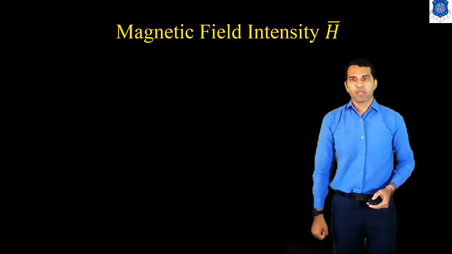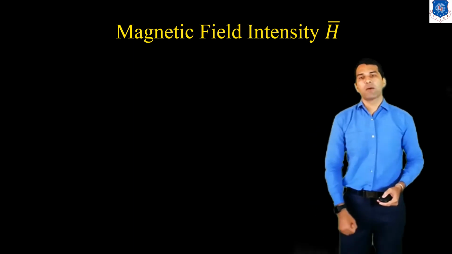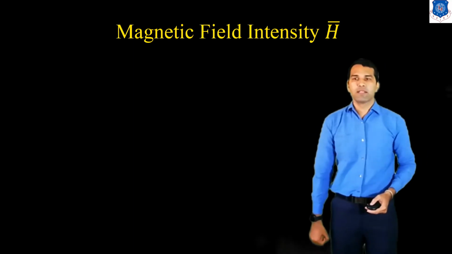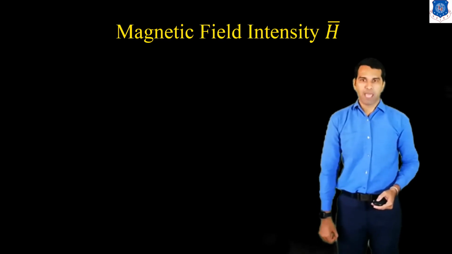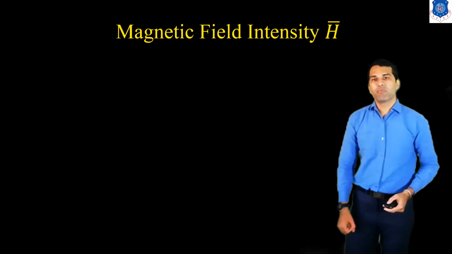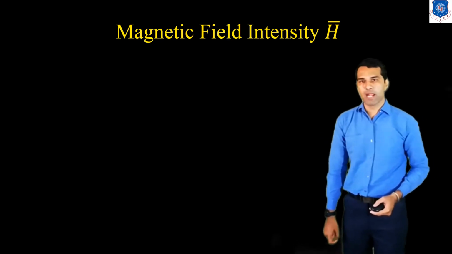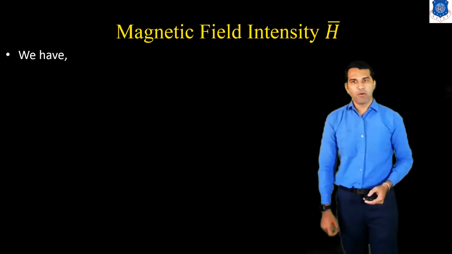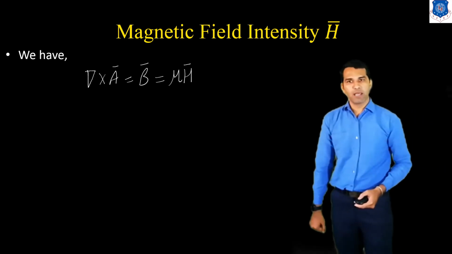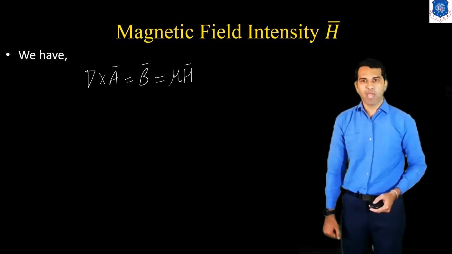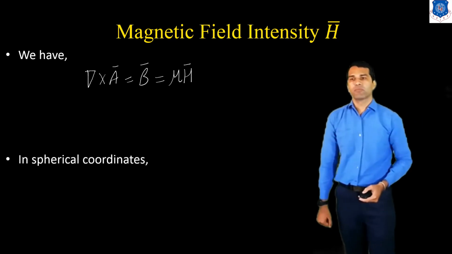So we continue that. Now to analyze the half wave dipole, the second step is to find the magnetic field intensity, that means H. So now we find the magnetic field intensity for the half wave dipole antenna. So we have the equation del cross A is equal to B, and we know that B is equal to nu into H from the Maxwell equation. So we have this equation.